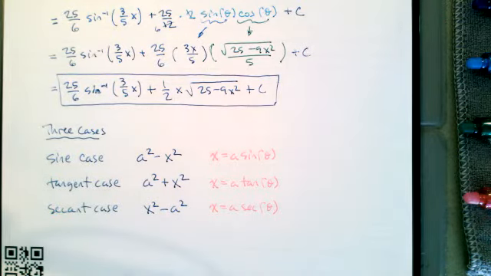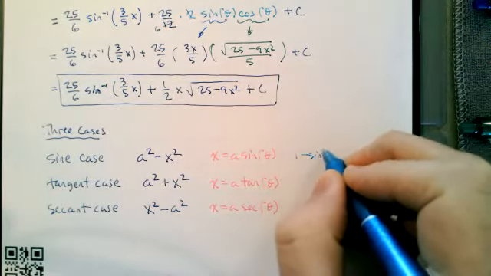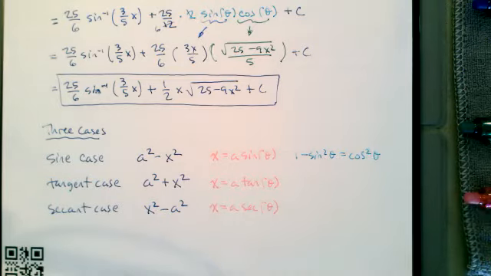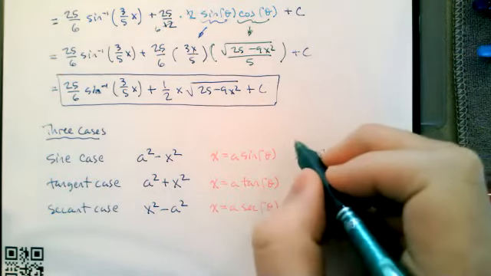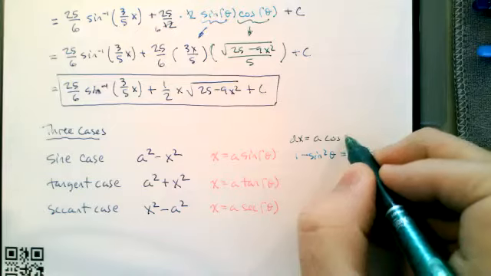So we don't have one for cosine specifically. We don't need one for cosine because we've got one for sine. Remember, the goal is to use 1 minus sine squared theta is cosine squared theta. And remember, the other thing that goes along with this is that dx is going to be cosine theta d theta.